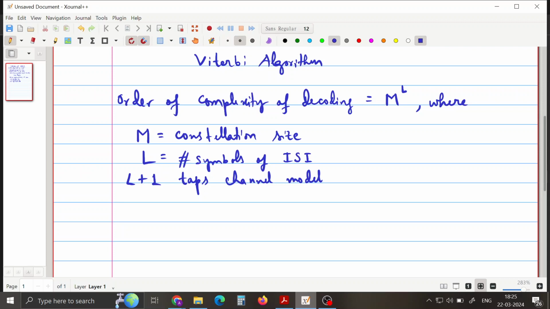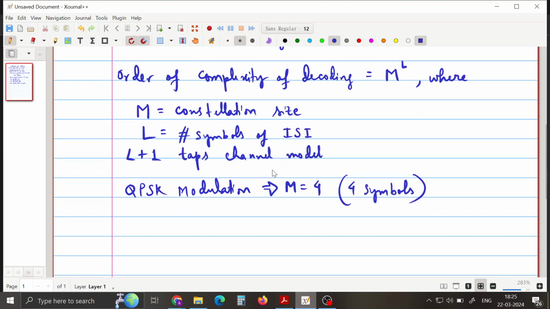Now, since the modulation scheme is QPSK, what is the constellation size for this? Capital M is 4, because there are 4 symbols.